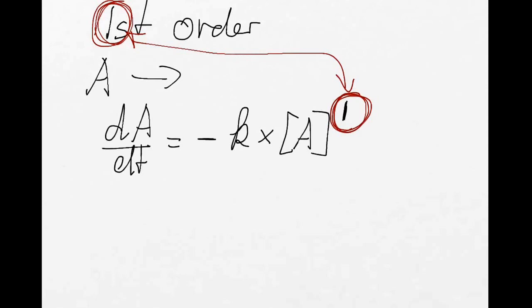And I showed you that the solution to that is a little bit more complicated. It would be ln A final minus ln A initial equals minus k times (t final minus t initial). And again, that is an equation that I want you to remember.